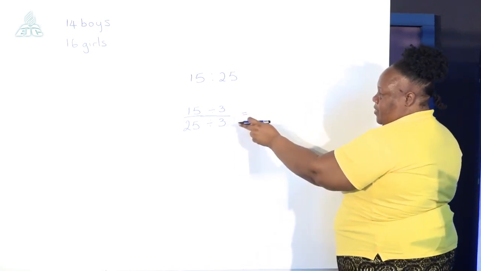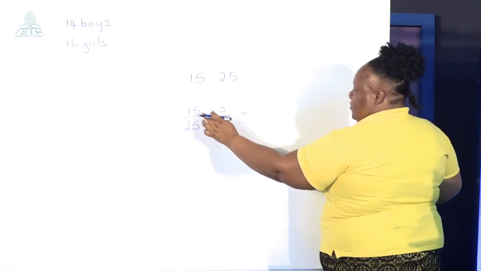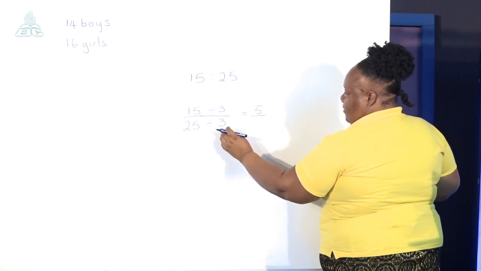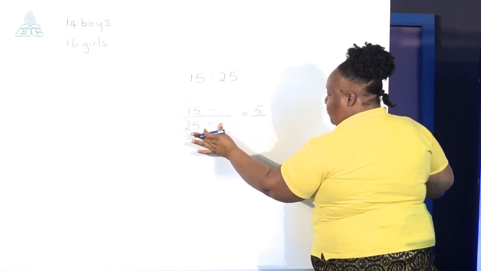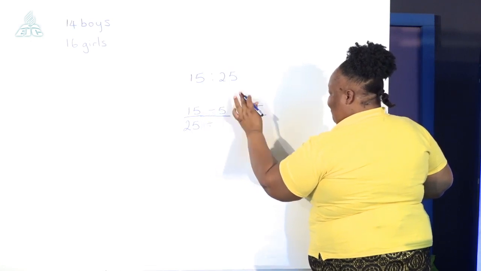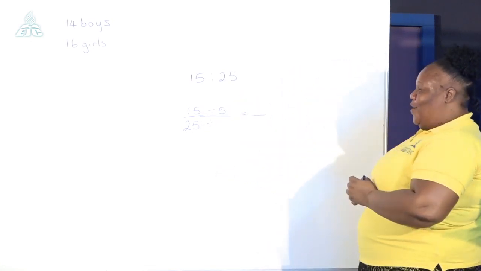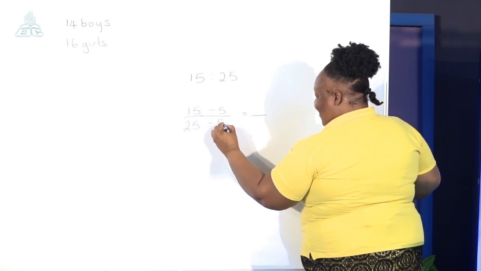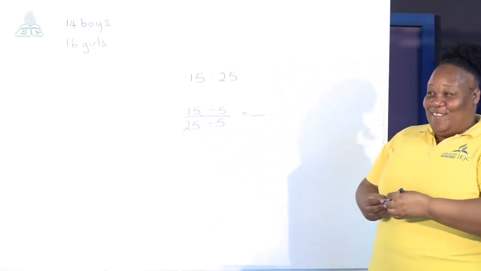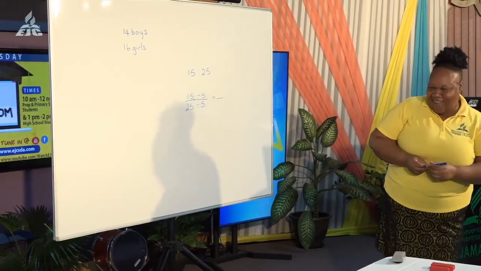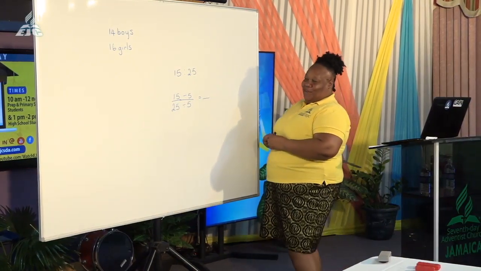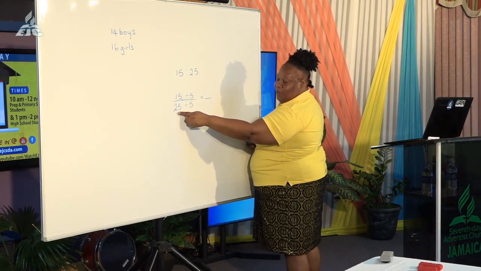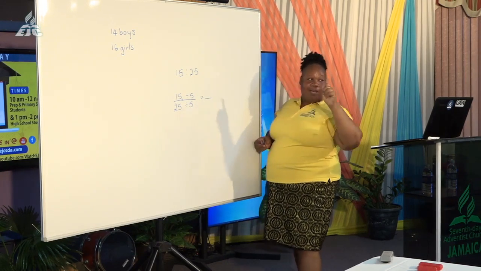So we are simplifying. 3 into 15, 5. 3, sorry, thank you. 5 is our highest common factor. Thumbs up to that student. 5 is our highest common factor. Very good. Because if you realize, if we use 3 into 15, if we use 3 into 25, we would end up with a remainder.